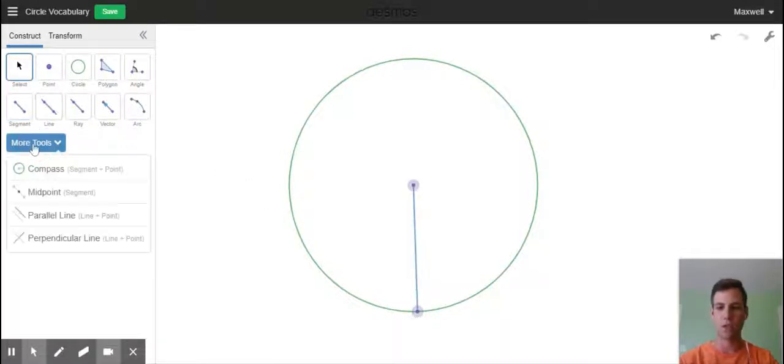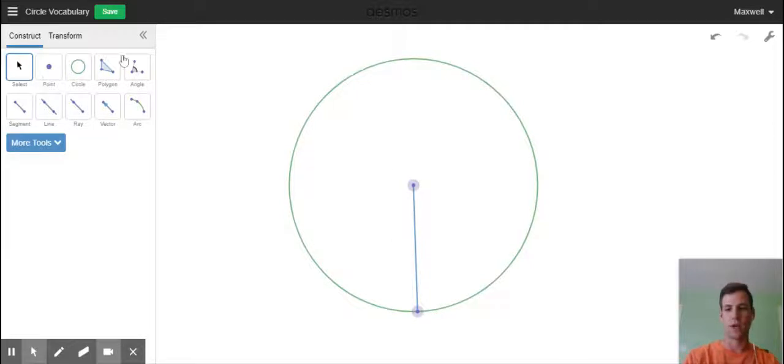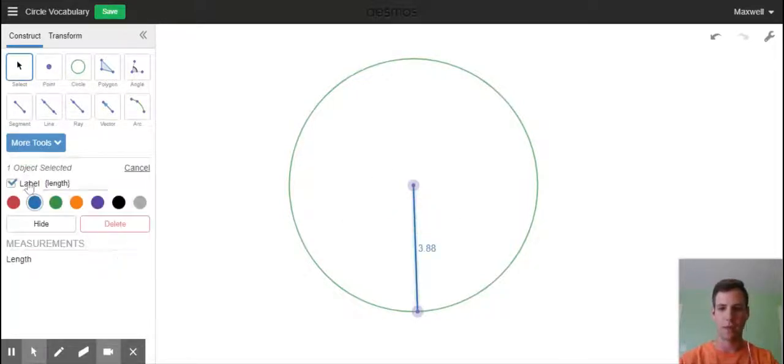And we can use this software to make it different colors or to do different things to it. And I'm going to label this as what you probably guessed it would be. It is called the radius. It's a line segment connecting the center of a circle to the outline.